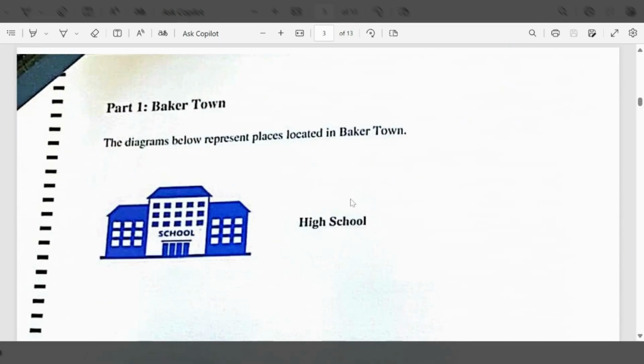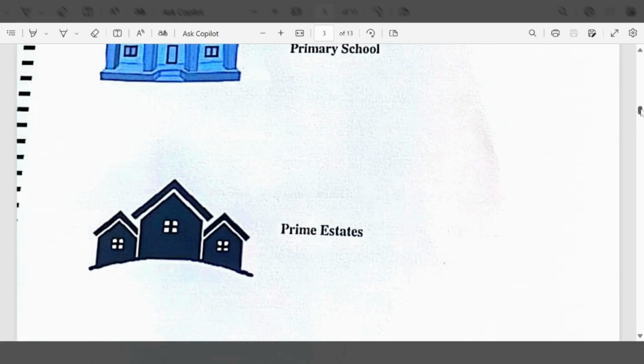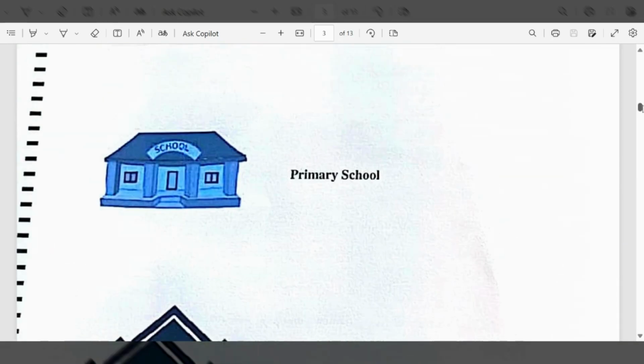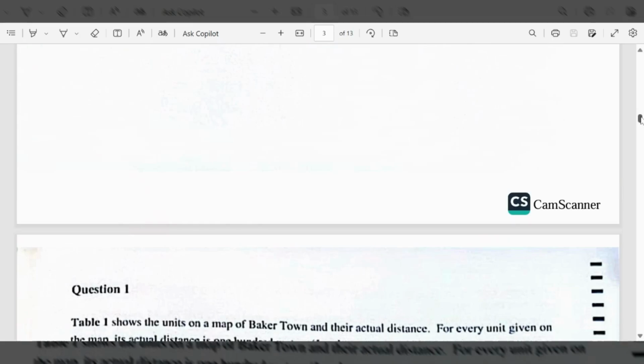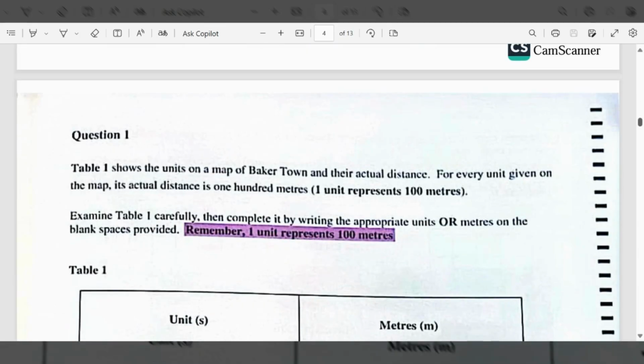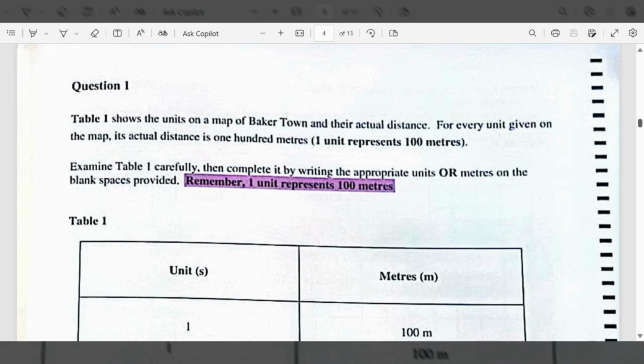Part 1, Bakertown. The diagram represents the places located in Bakertown. And we see the primary school, high school, and Prime Estate. Question 1. Show the units on the map of Bakertown and their actual distances. For every unit given on the map, its actual distance is 100 meters. So 1 unit represents 100 meters.